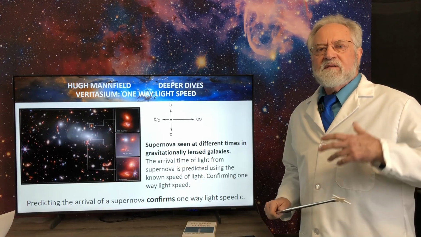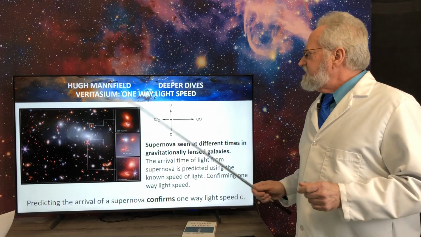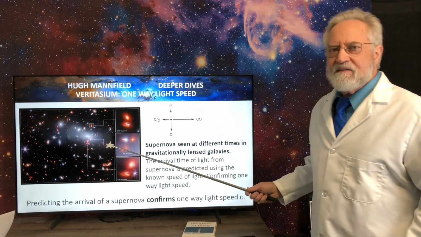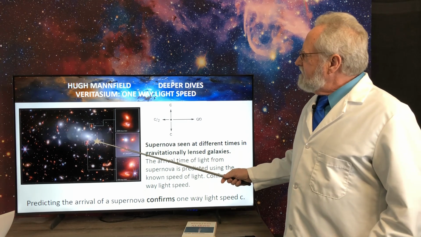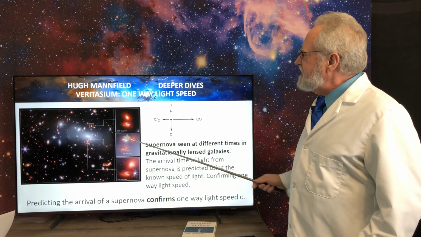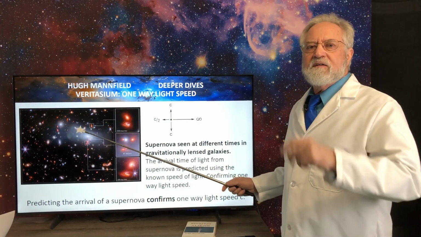Something that didn't happen in Einstein's day or wasn't known is the gravitational lensing of galaxies. Now, there are cases where we can look out into the universe and we can see multiple images of the same galaxy being lensed around another galaxy that's in the foreground.